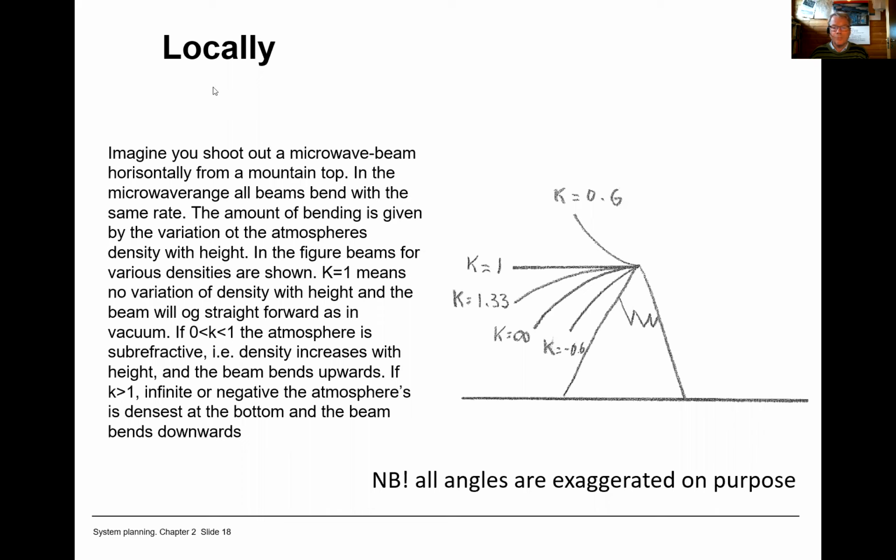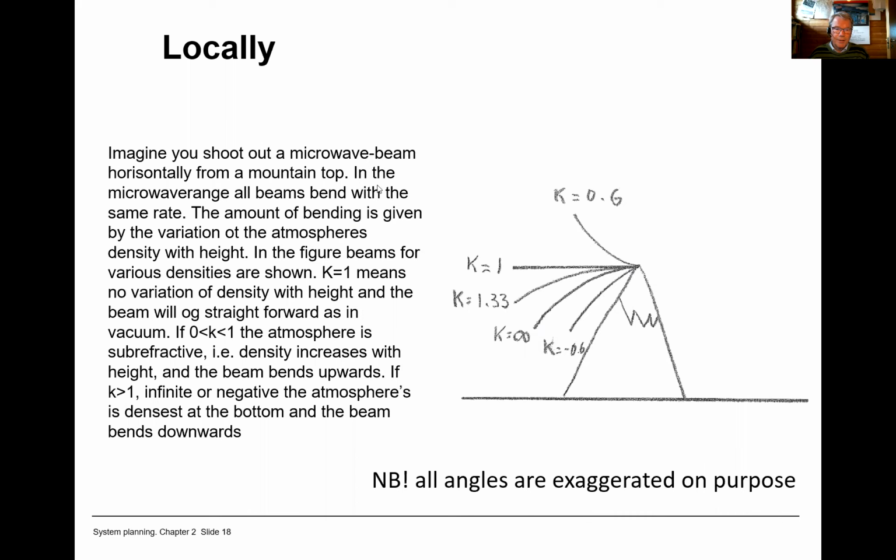We will start locally. Here you see a mountain, and as you can see, there's a little snow on the top of the mountain. Imagine that you shoot out a microwave beam horizontally from the mountaintop. And you see here, if k is 0.6, it bends upwards. If k is equal to 1, it goes straight like this. If k is 1.33, it goes down like this. If k is infinite, it goes like this. And if it's negative, it's bending even more.